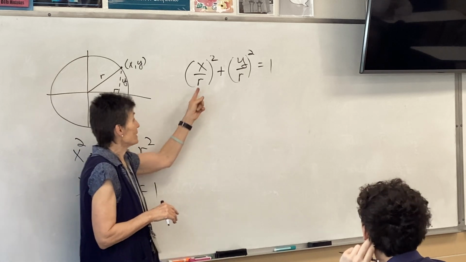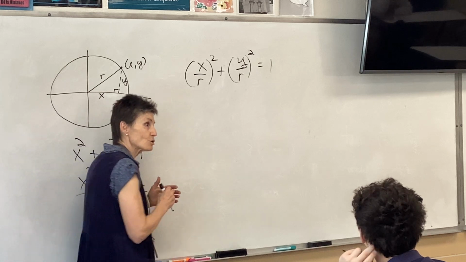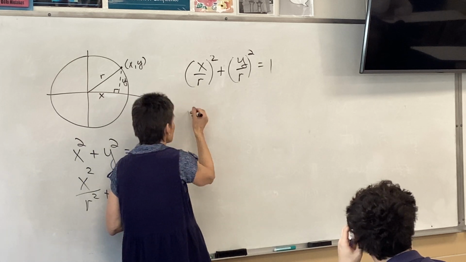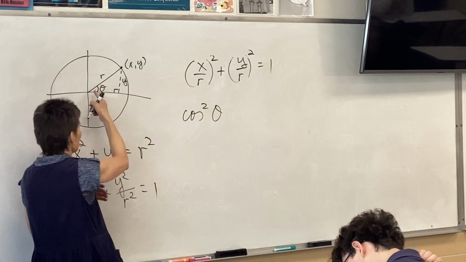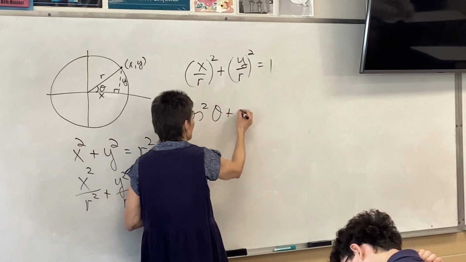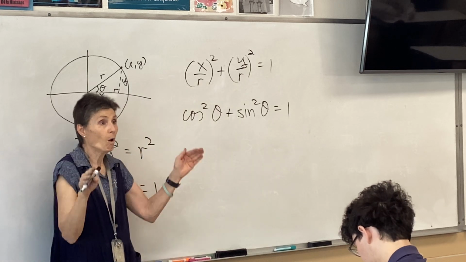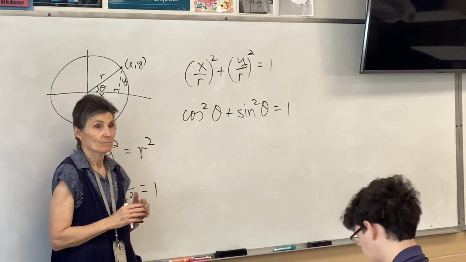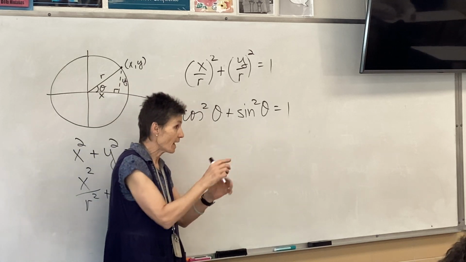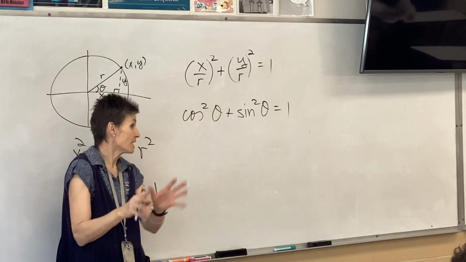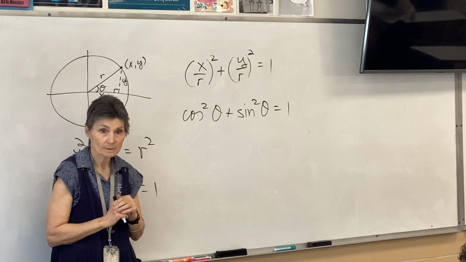Now, anybody know anything about x over r? That is cosine. So what this is saying to me is cosine squared of my angle, I'll call it theta, whatever that angle is, cosine squared plus sine squared equals 1. Always. That's an identity. So if you picked an angle and found its cosine and squared it, and found its sine and squared it, and added them together, you would get 1.